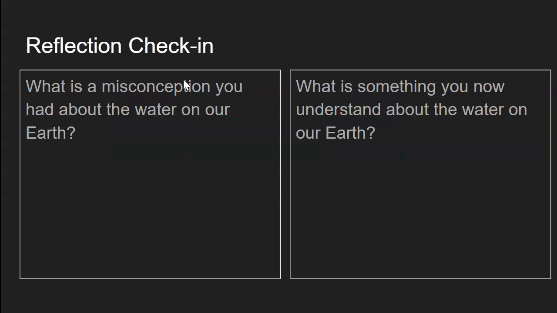Did you have a misconception about the water on our Earth, or maybe a surprise? A misconception is when you thought you knew something, but it turned out to be wrong. Or you're surprised about something. And then, what is something you now understand about the water on our Earth? Answer both those questions.